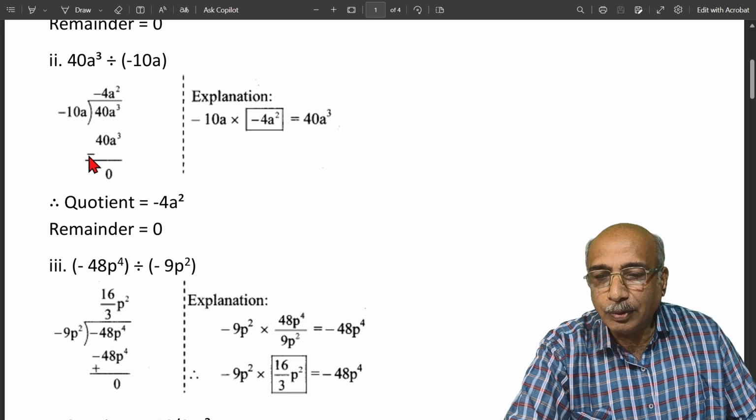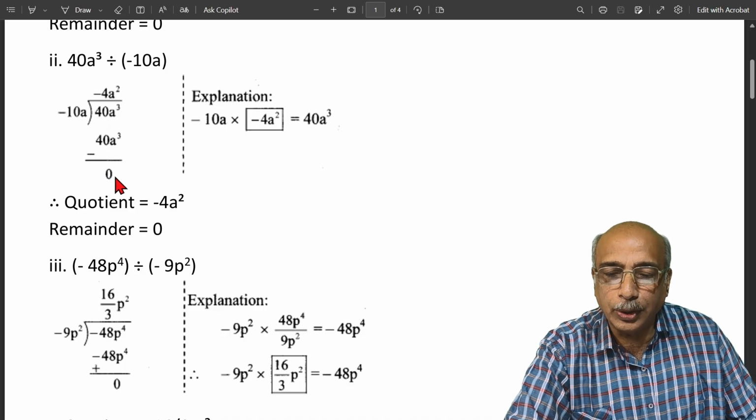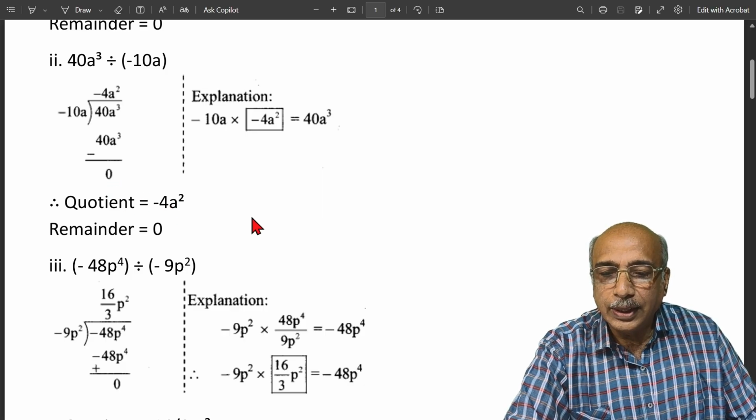Division method we have to take subtraction. So minus 4a square into minus 10a equals to 40a cube, subtract it. These terms will get cancelled. So 0. Therefore, the quotient equals to minus 4a square, remainder is 0. Next problem.